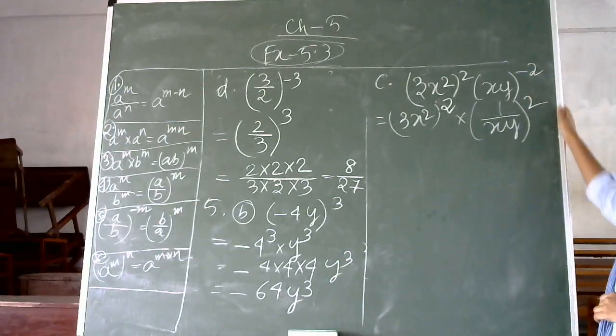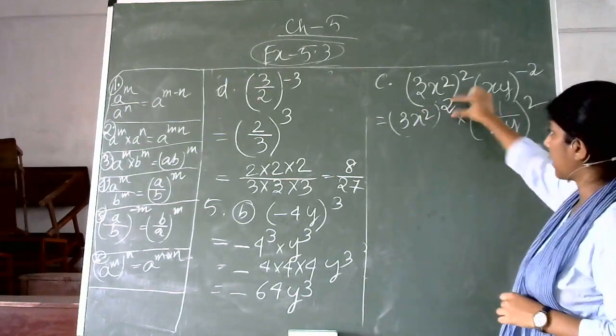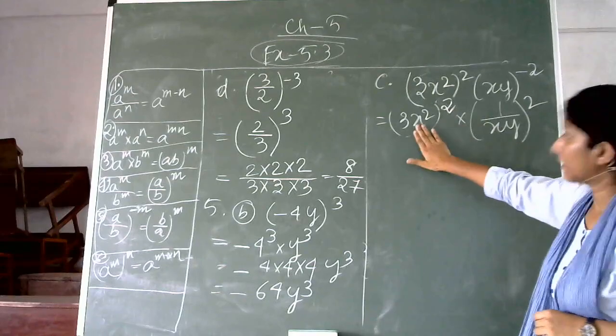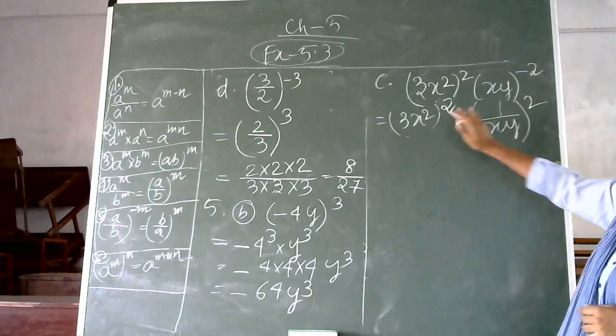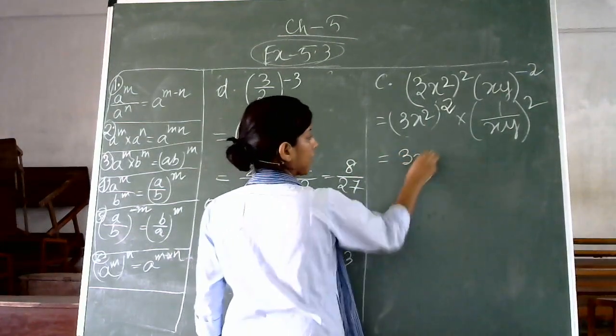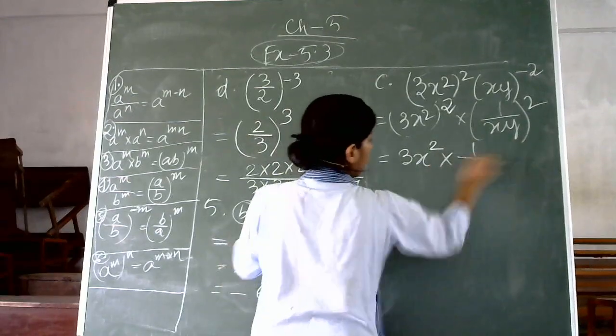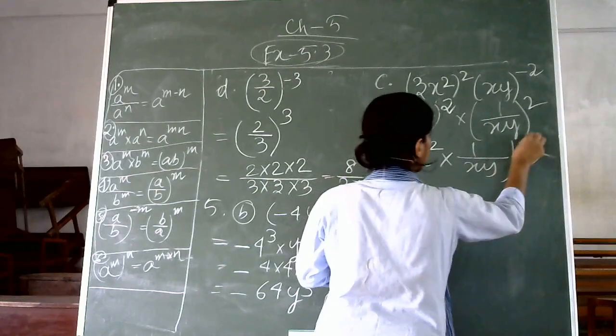Now whole to the power 2. Now you see, different base, same power. What I am saying? Different base, same power. In that case, we'll do multiplication. So we'll be writing it like this: 3x square into 1 by xy whole to the power 2.